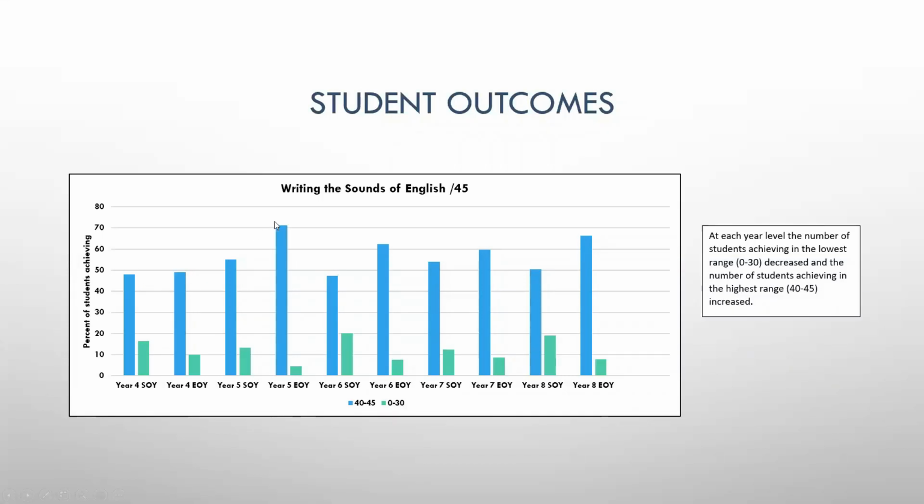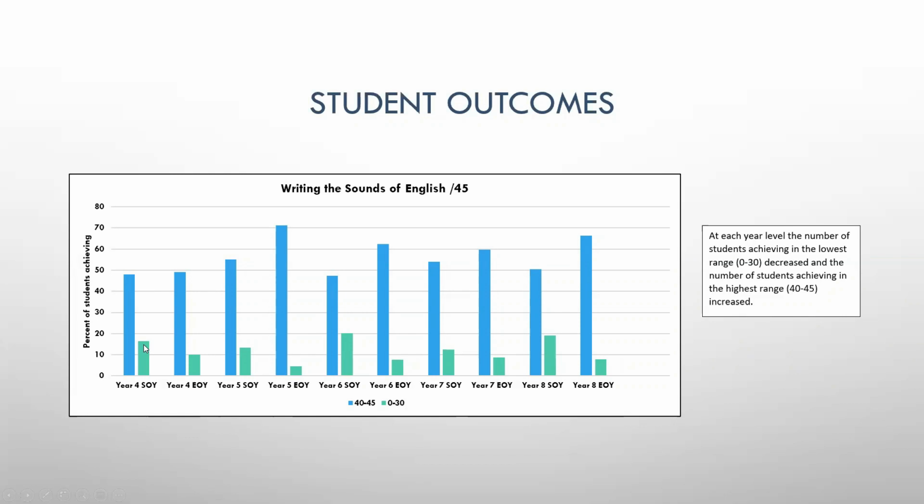In year 5, there was a big leap. That particular cohort of year 5s made the most progress in some areas. Year 6, there was a big leap. In year 7, it's all going up. So the number of students who could write most of the sounds of English, between 40 and 45, went up, and the number of students who knew the least, between 0 and 30, went down.